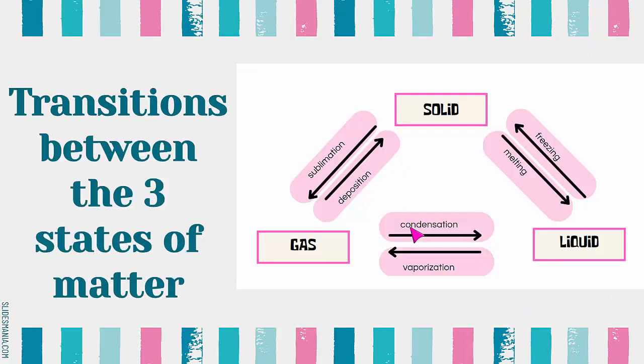Next up, we have 6 transitions between the 3 states of matter. Some of these are probably familiar and some of them are new. Please take a moment to pause, write them down, and then continue.